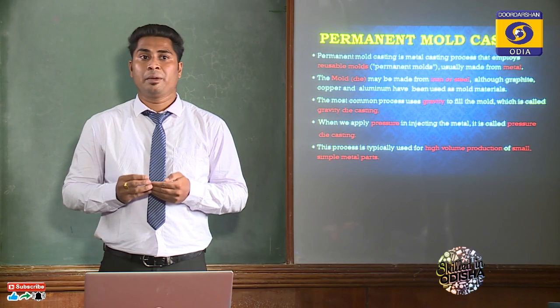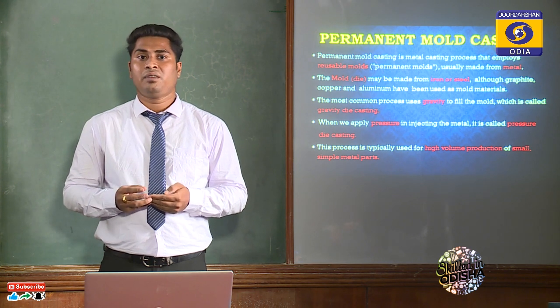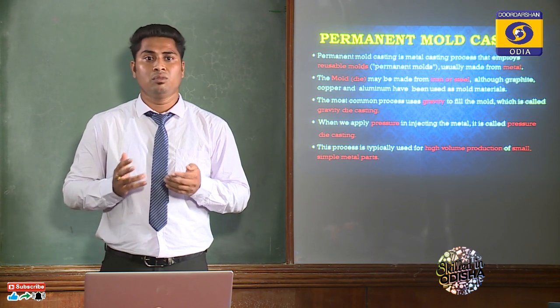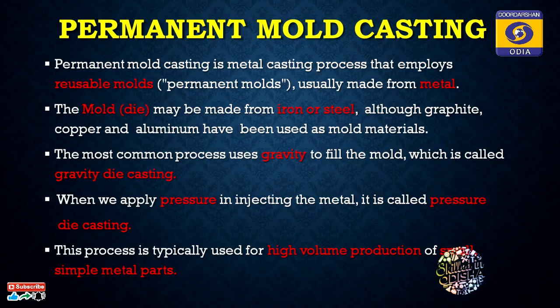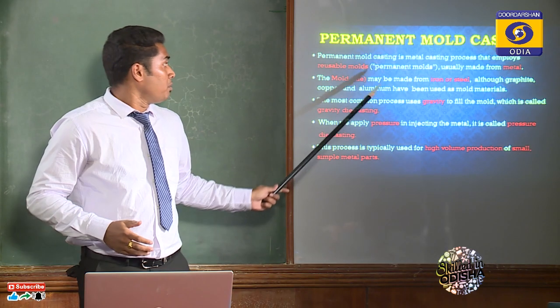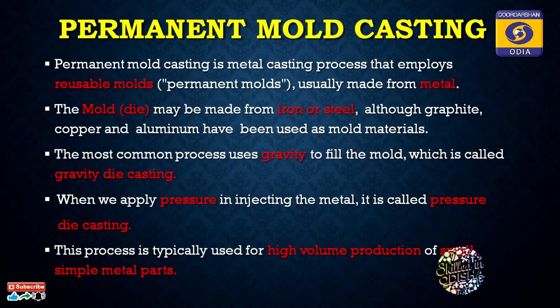This mold is made of metal. Therefore, we can use this mold several times. It is a reusable mold. Therefore, this process is called permanent mold casting, because the mold is permanent here. The mold is made from iron or steel, or we can also use graphite, copper or aluminum for making this mold.